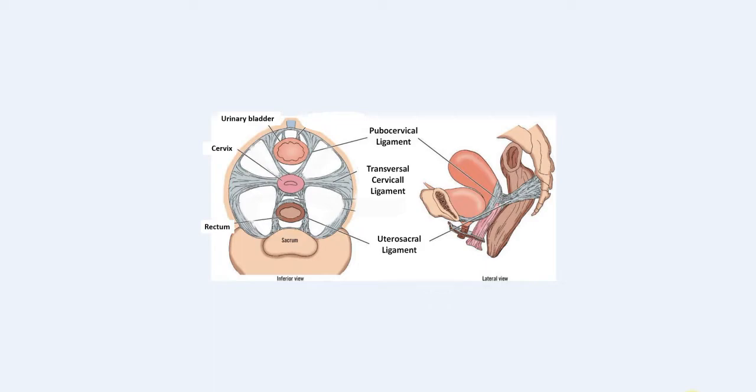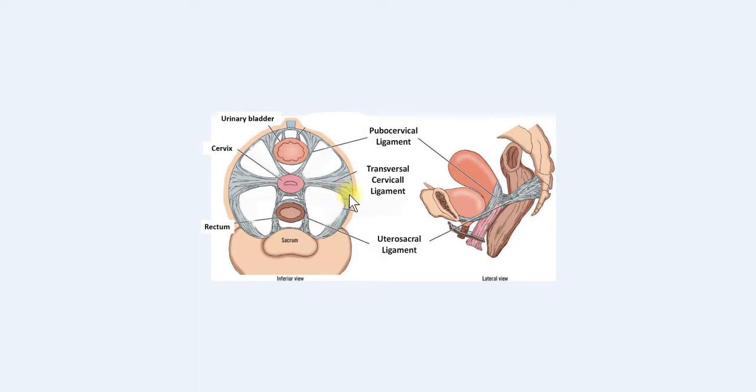Now the fibromuscular ligaments. Fibromuscular ligaments are three in number. They are the round ligament, as I have shown earlier. The second one is the transverse cervical ligament. This is the cervix, this is the pelvic wall, and from the cervix up to the lateral pelvic wall, this is a fan-shaped structure of the ligament. This is called the transverse cervical ligament.